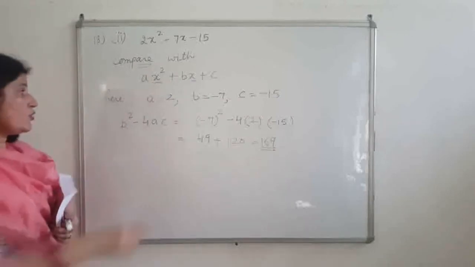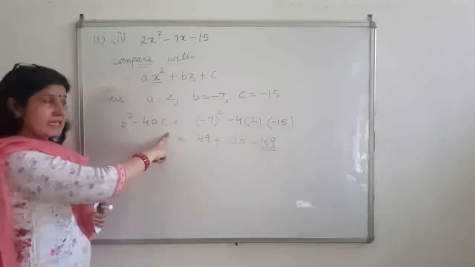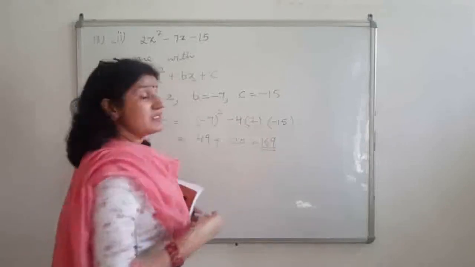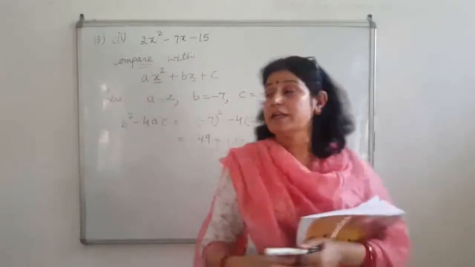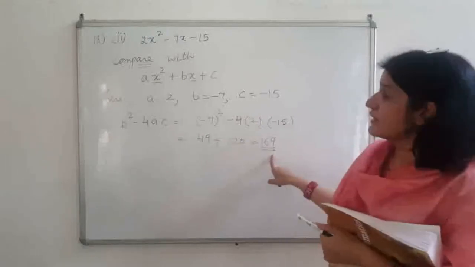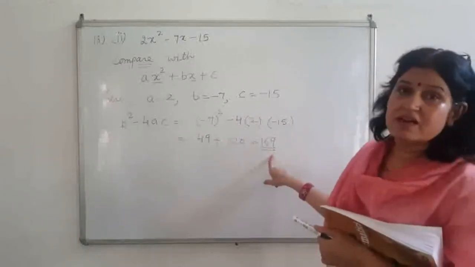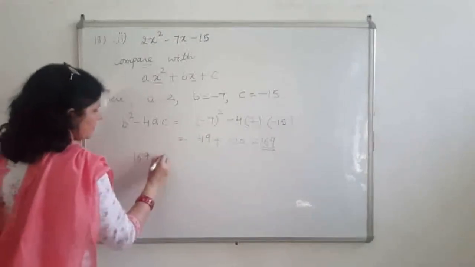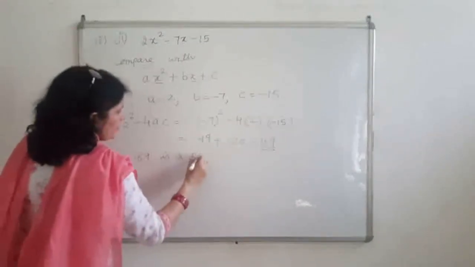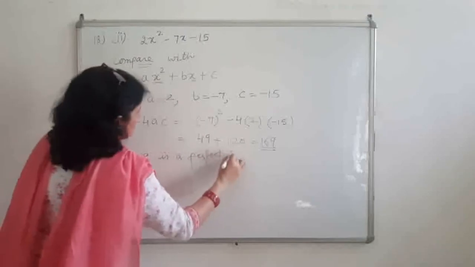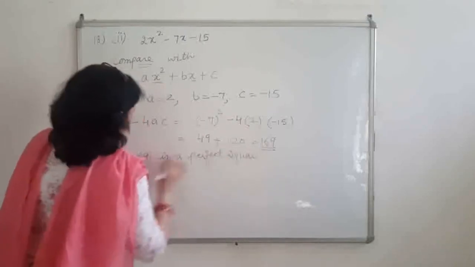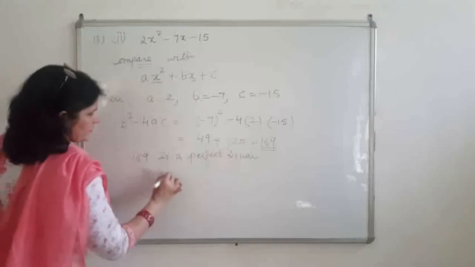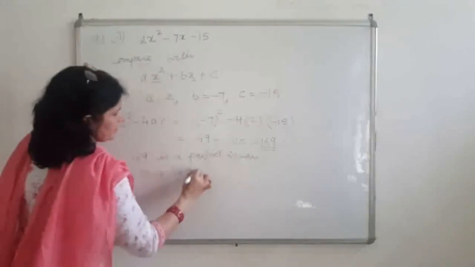If the value of b square minus 4ac, whatever value we get, is a perfect square, then we can factorize the trinomial. 169 is the square of 13. Yes, it is a perfect square. Therefore, it is factorizable.